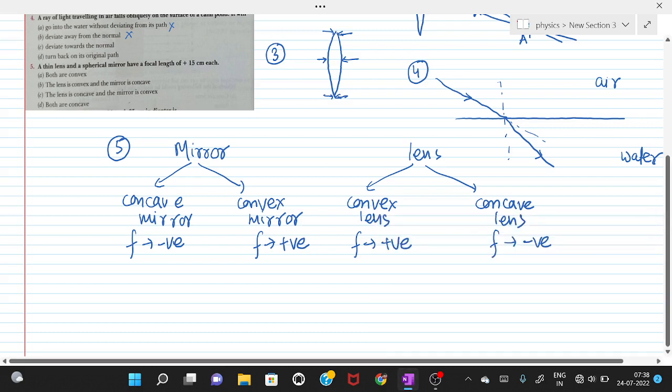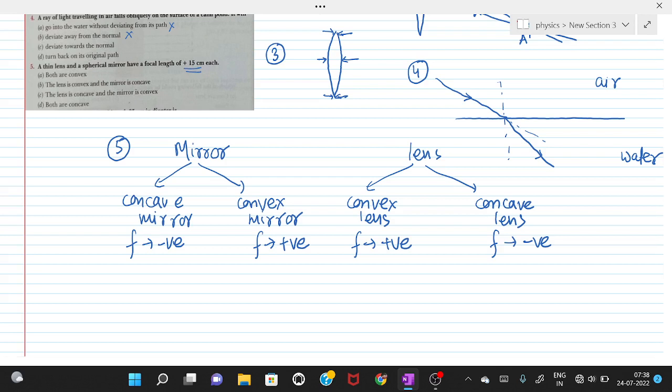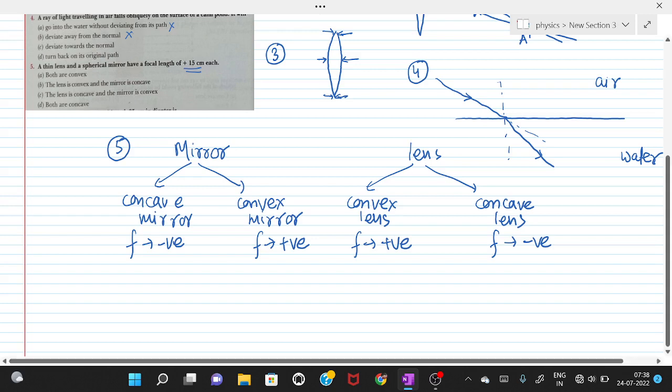This thing we know. So, my dear, in the question we are given plus 15 centimeter. Plus 15 centimeter means that the focal length is positive. A positive focal length is for a convex mirror and for a convex lens. So both will be convex: convex mirror and convex lens. So option A is correct here.